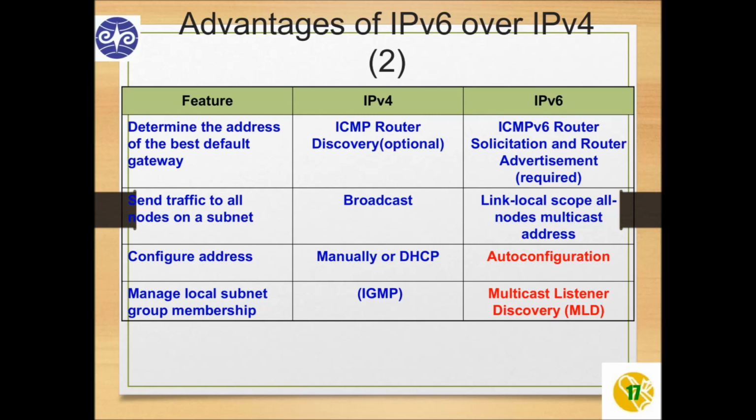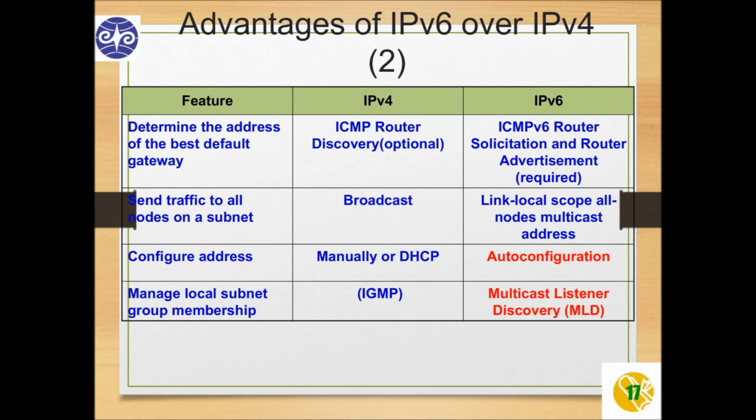Feature: determine the address of the best default gateway. In IPv4, ICMP router discovery is optional. This discovery is used to keep the connected routers alive. And in IPv6, ICMP version 6 router solicitation and router advertisement is required, in which the router will send an advertisement and the connected devices will reply back.